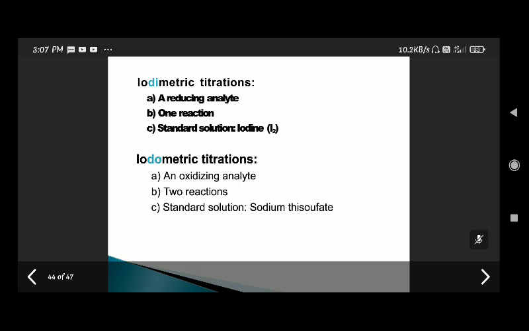Now, Manoj. Manoj? Yes, ma'am. You want to tell them something extra about redox titration? No, I think I have just given them a general introduction of what they are going to do.